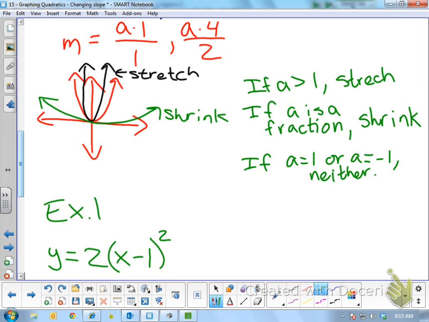So let's do an example now. We're going to have to name a lot of things. There's a lot you can learn from a graph. So we have a list of things we have to name before we can graph. We have a list of things we can name after we graph.